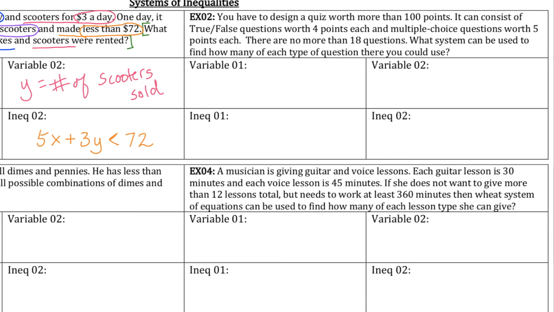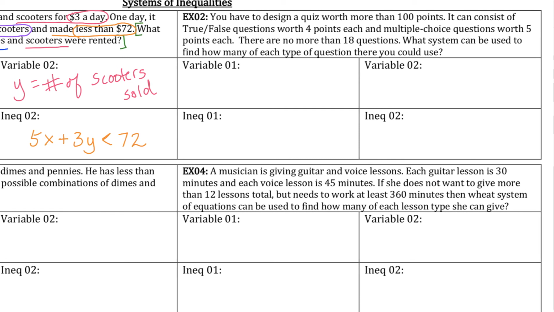Let's look at example number 2. You have to design a quiz worth more than 100 points. Let's go all the way to the end. What system can be used to find how many of each type of question? So we're talking about how many there were of each type: true-false questions and multiple choice questions.